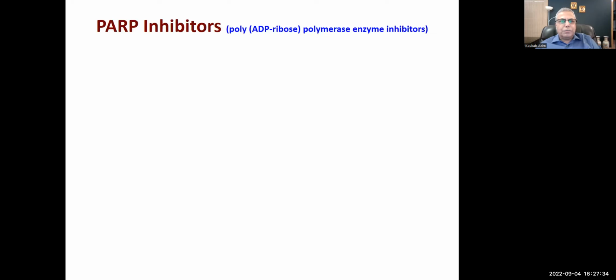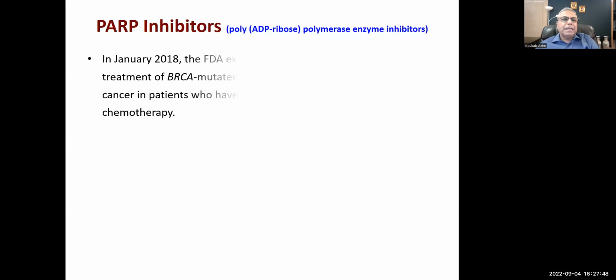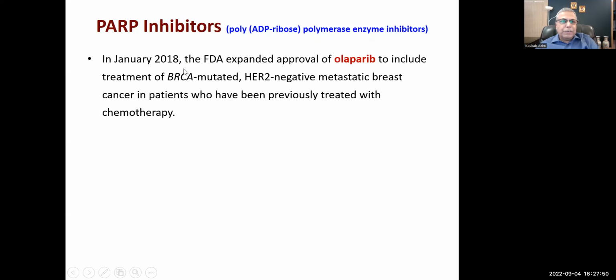Another new group of drugs which are known as PARP inhibitors, poly-ADP ribose polymerase inhibitors, okay? This enzyme helps in DNA repair. In January 2018, FDA expanded approval of olaparib to be included in treatment of BRCA-mutated HER2-negative metastatic breast cancer in patients who have been previously treated with chemotherapy.